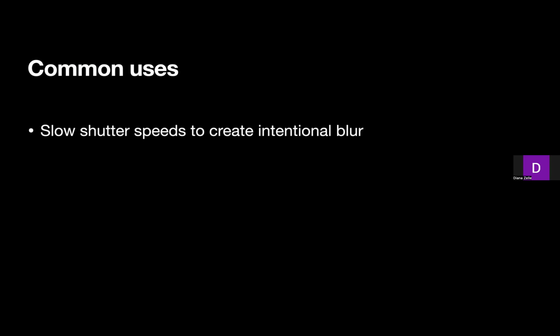So at f16, at 100 ISO, if I'm in bright sunlight, what's my shutter speed got to do? Fast. Really fast. 1/100. That's the sunny 16 rule. Sunny 16 means that if I shoot at f16, I match my ISO and my shutter speed, and I have the correct exposure.